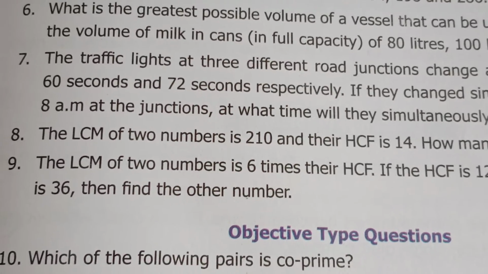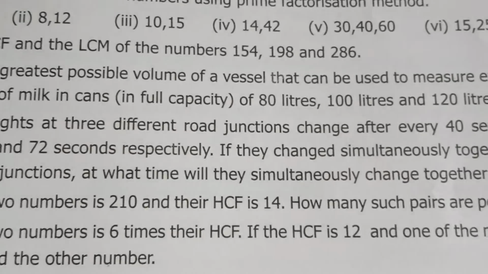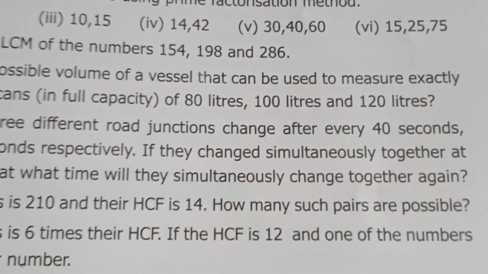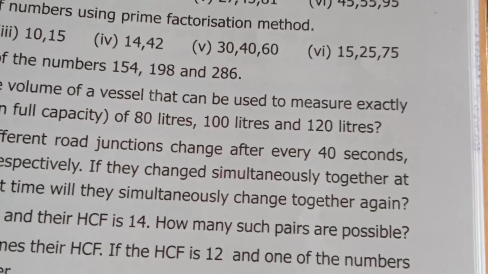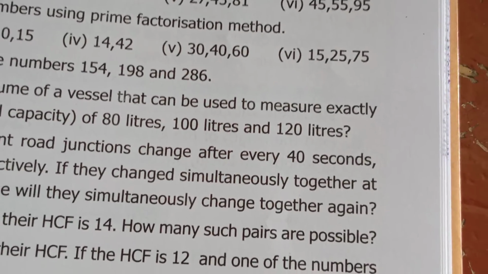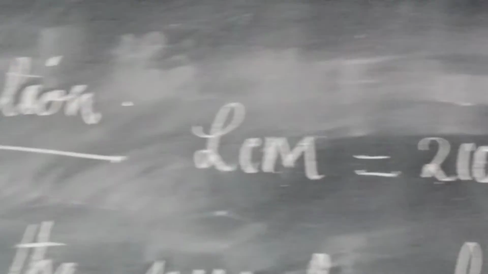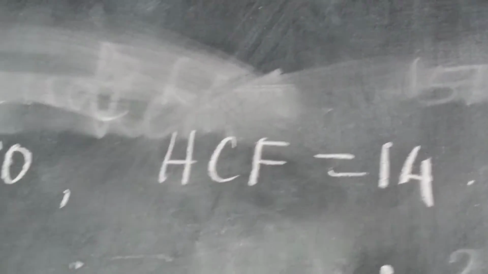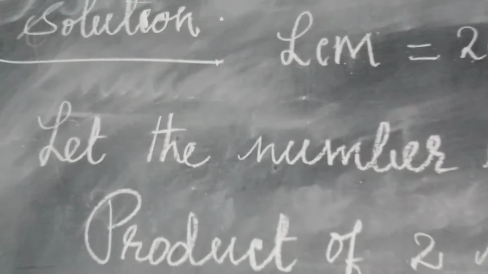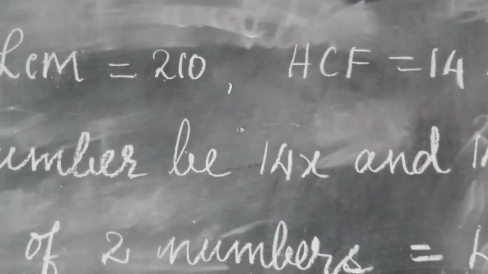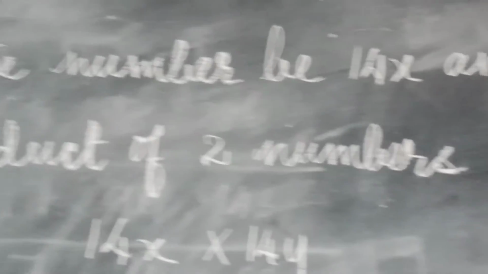We are seeing the 8th sum. The LCM of two numbers is 210 and their HCF is 14. How many such pairs are possible? So let us see how. Solution: LCM they have given 210 and HCF they have given 14. Now we are taking it, let the numbers be 14x and 14y.